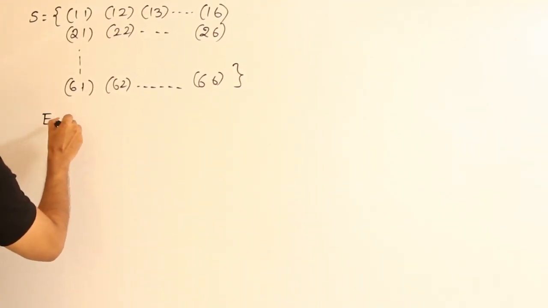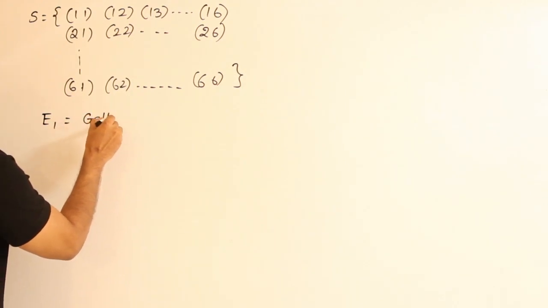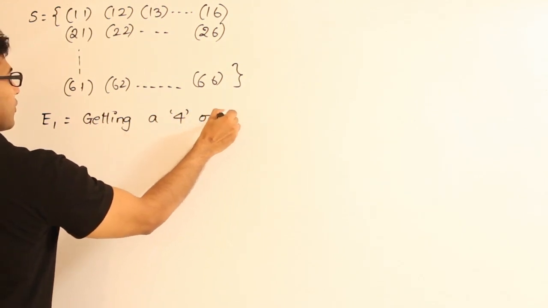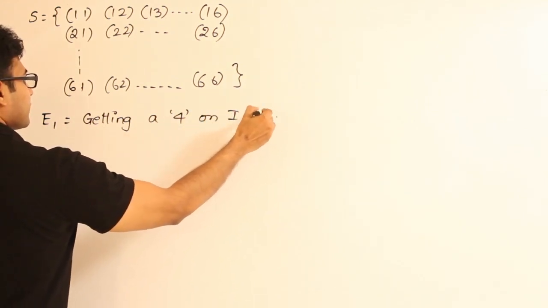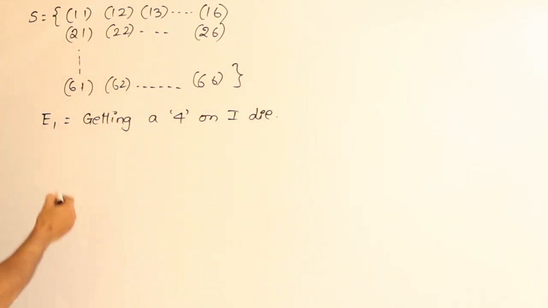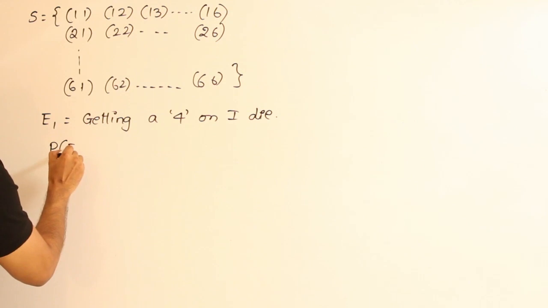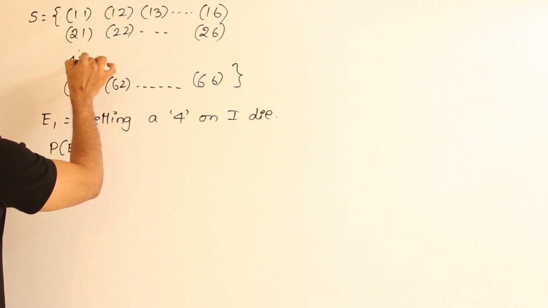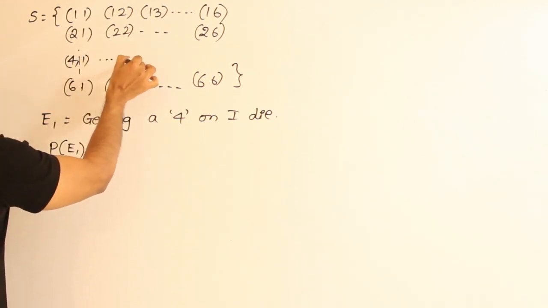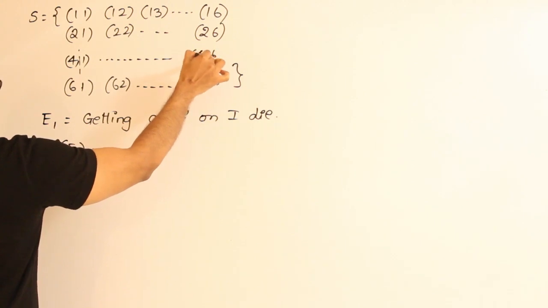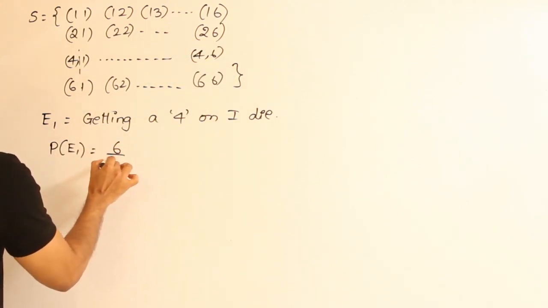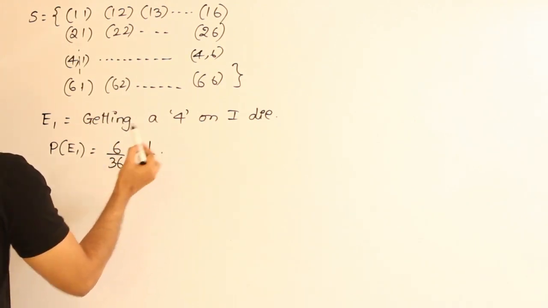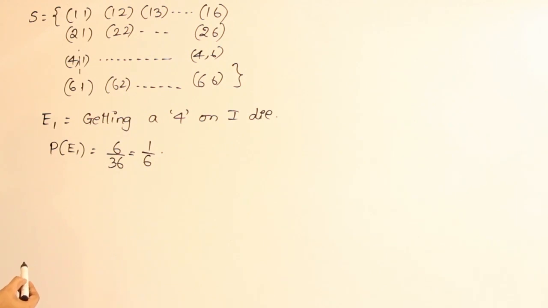Now event E1 is getting a 4 on first die. What is the probability of E1? What is the probability of getting a 4 on the first die? Out of these 36 events, you will have 6 events or 6 elements with 4 in the first die, 4 1, 4 2, so on, 4 6. So out of 36 we have 6, that is 6 by 36, which is 1 by 6. 1 by 6 is the probability of getting E1.